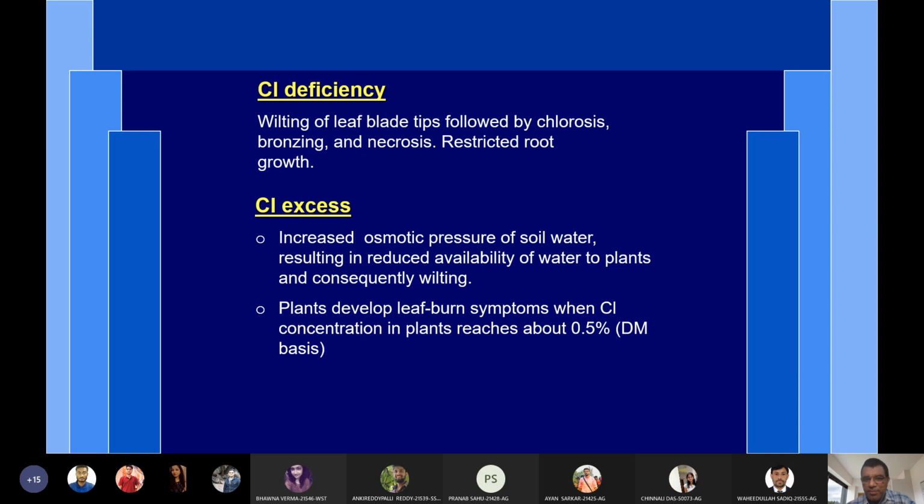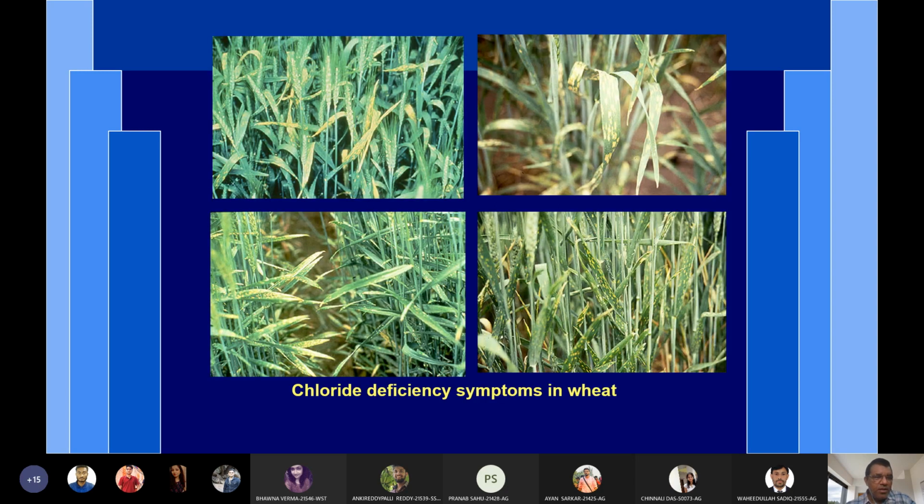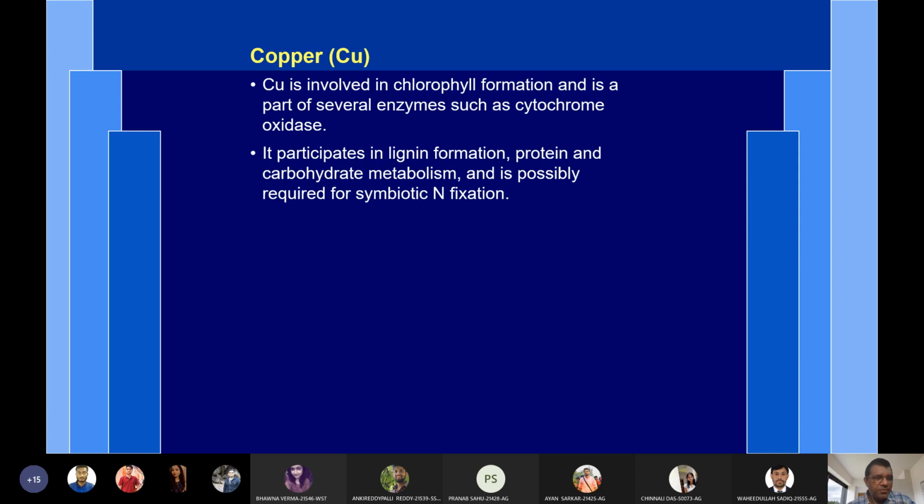It increases osmotic pressure of soil water, resulting in reduced availability of water to plants and consequently wilting. So it can reduce the availability of water to the crops. Plants develop leaf burn symptoms when chloride concentration in plants reaches about 0.5% on a dry matter basis. So it can be toxic sometimes. You can see the symptoms of deficiency of chloride in wheat and in potato.